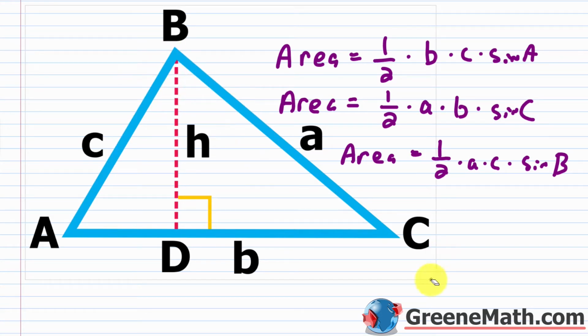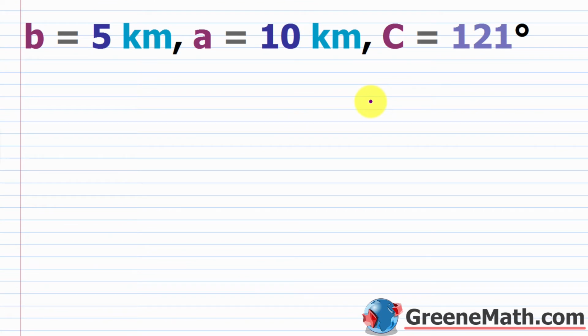So this is a little formula you can use, because in some cases, you're not going to know the height. You're not going to know what h is, okay? So you can basically use this instead. All right, let's look at this example here. So b here is 5 kilometers, a here is 10 kilometers, and C here is 121 degrees, okay?